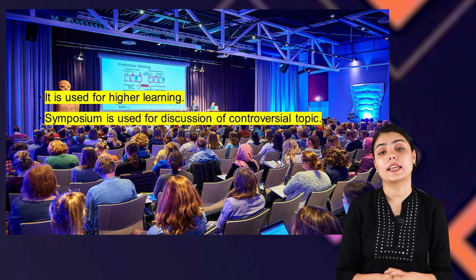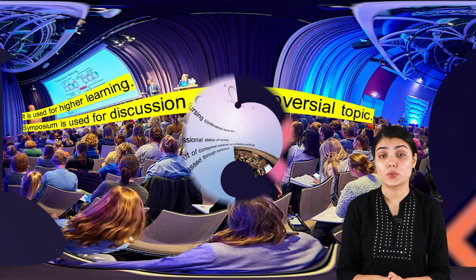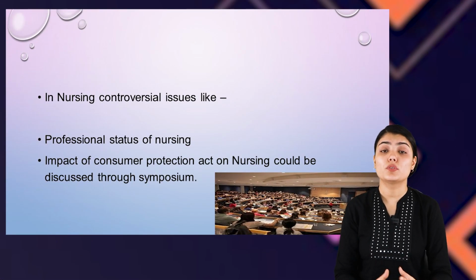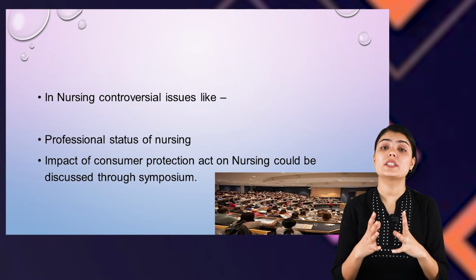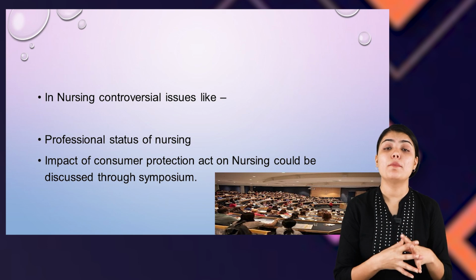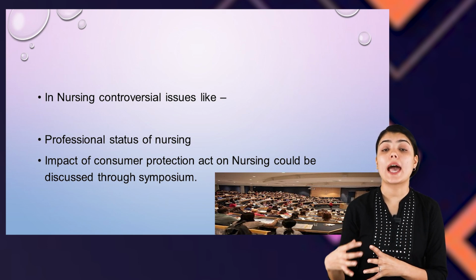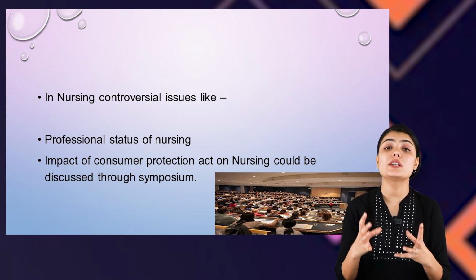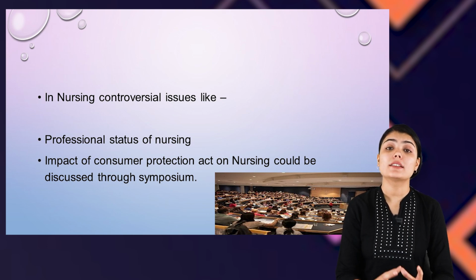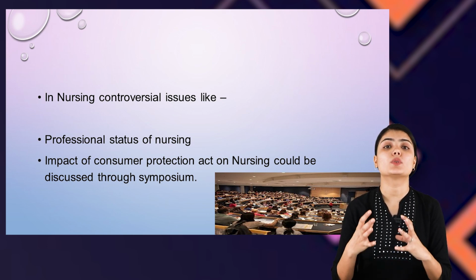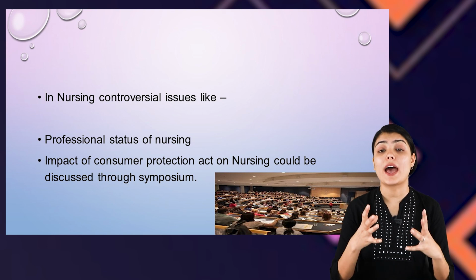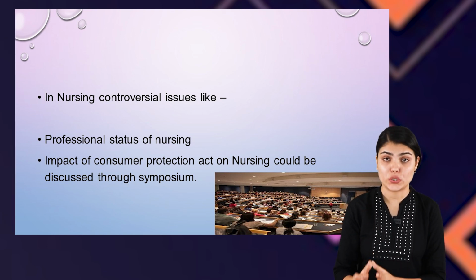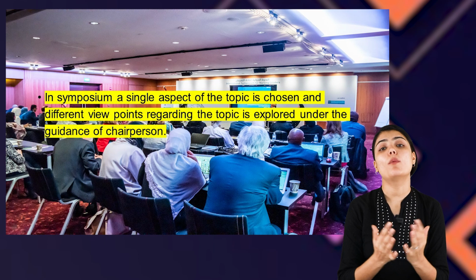If we take nursing and think about controversial issues, symposium can be used to discuss topics like the professional status of nursing and the impact of the Consumer Protection Act on nursing. Controversial topics are taken up, and symposium is the best method to have discussion on controversial issues. Symposium is a form of discussion.